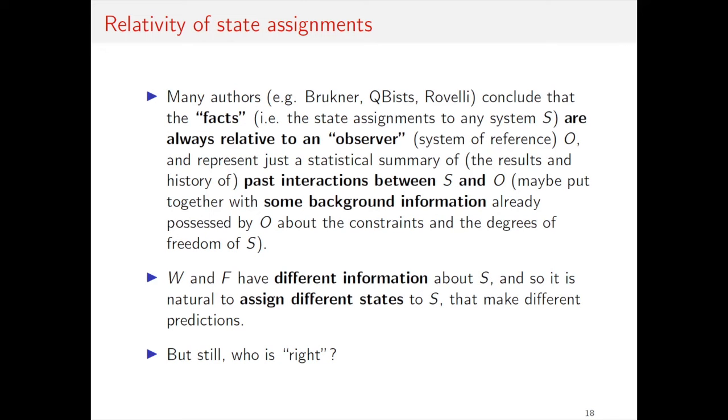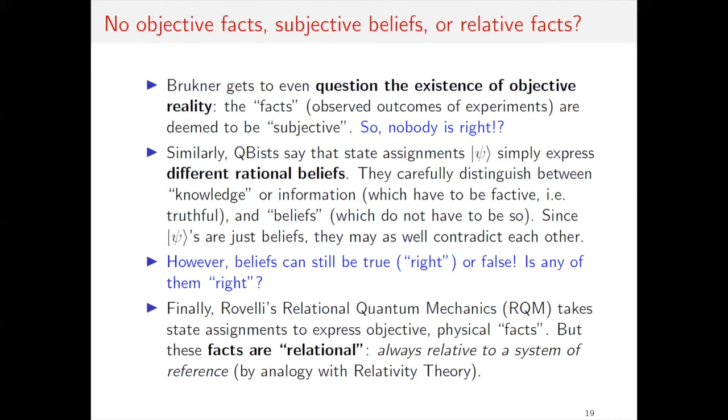Our question is, maybe so, but who is right? One must be right and the other wrong, because quantum mechanics doesn't allow different state descriptions of the same system. Now, Brukner goes even further and says that maybe this points to objective reality not existing. Everything is deemed to be subjective and nobody is right.